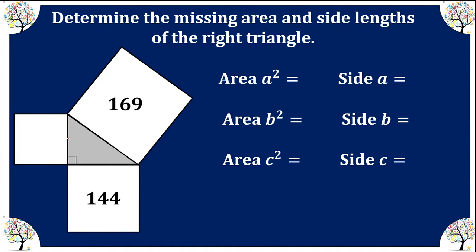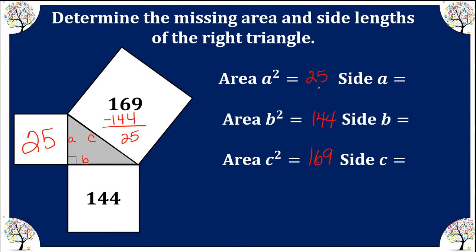In this diagram, we have the area of B squared, and we have the area of C squared, and we don't know A squared. We know that if we add A squared plus B squared, we will get C squared. So we are going to subtract these two areas to get the area of A squared. So we're going to subtract, and we're going to get 25. So this area is 25. So A squared is 25, B squared is 144, and C squared is 169.